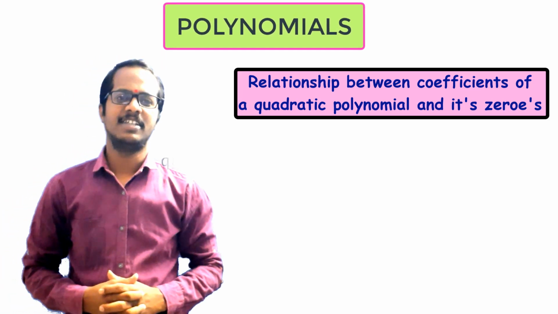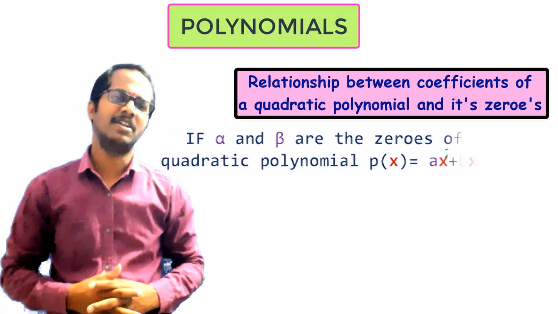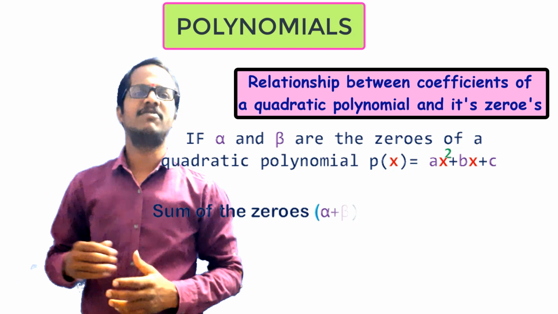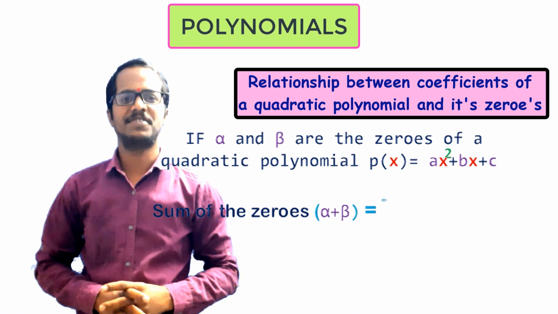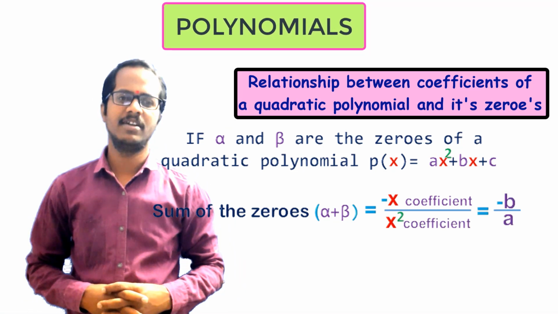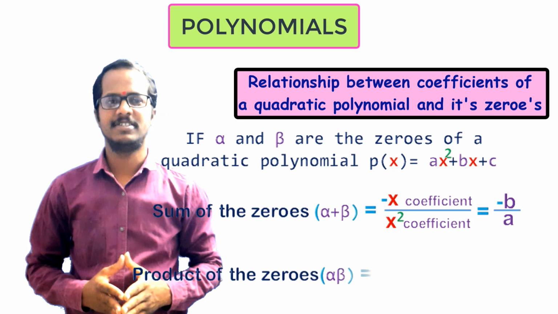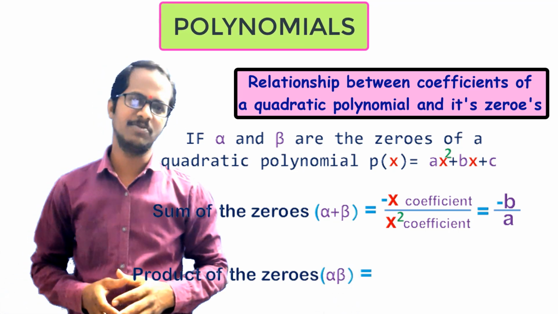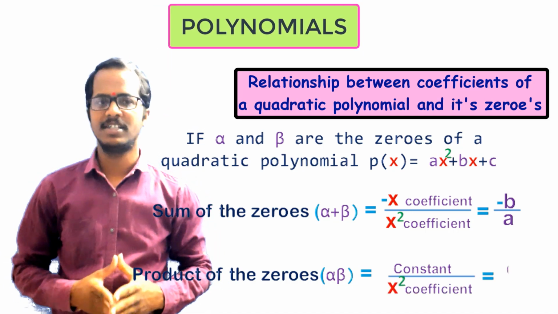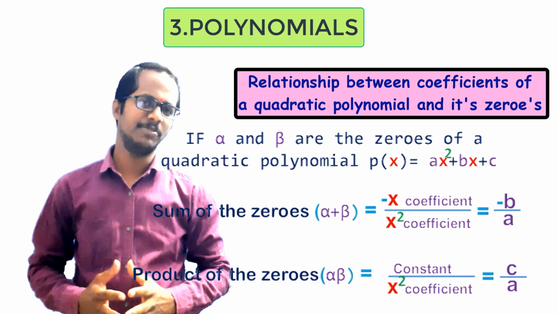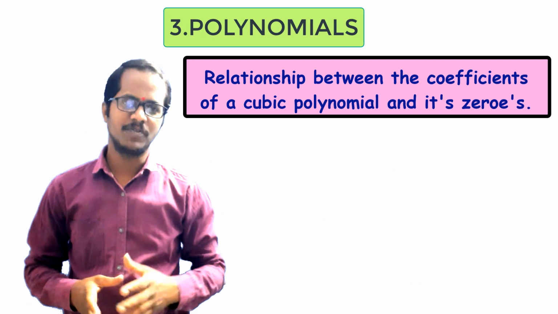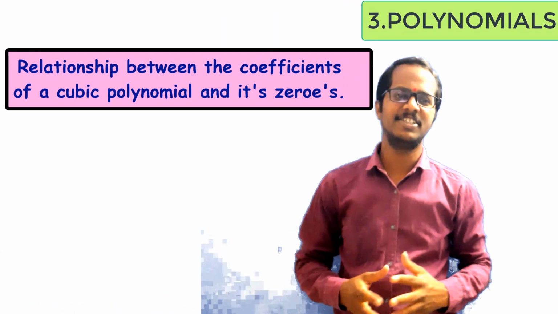Very good. The sum of the zeros of a quadratic polynomial ax square plus bx plus c, that is alpha plus beta, is equal to minus x coefficient by x square coefficient, or we can say minus b by a. And the product of the zeros, that is alpha into beta, is equal to constant by x square coefficient, or c by a. And today in this video we are going to explore the relationship between the coefficients of a cubic polynomial and its zeros.